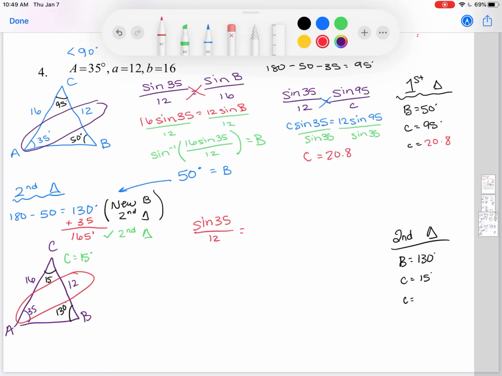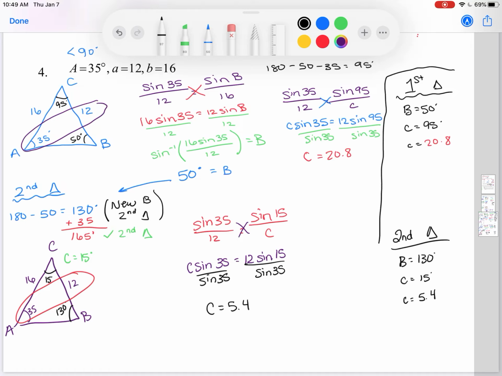Again, we don't want to use the matching set with b here because b was an answer we had to find, whereas a was already given to us. That's really the only difference. Use what's given first before you have to use anything that was solved or rounded, if you can. Then when I solve for little c here, I'm going to get 5.4. And there we have it. There's our two triangles.